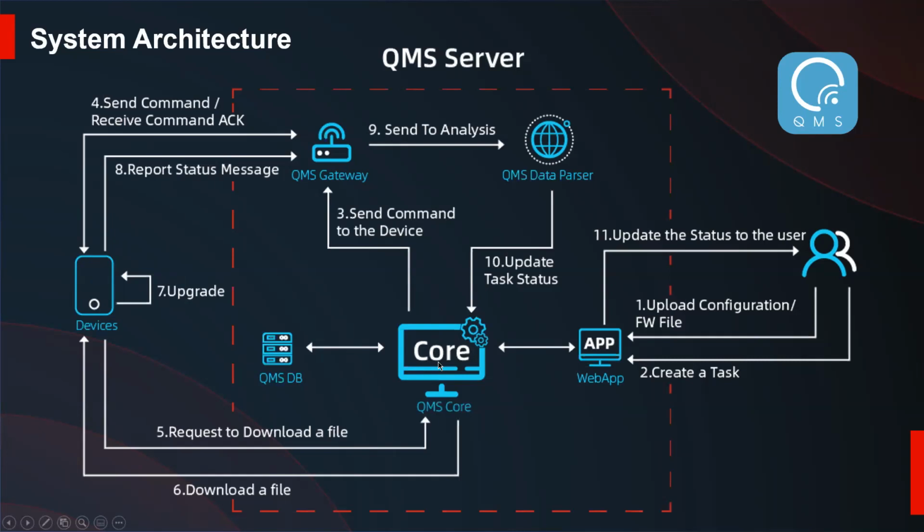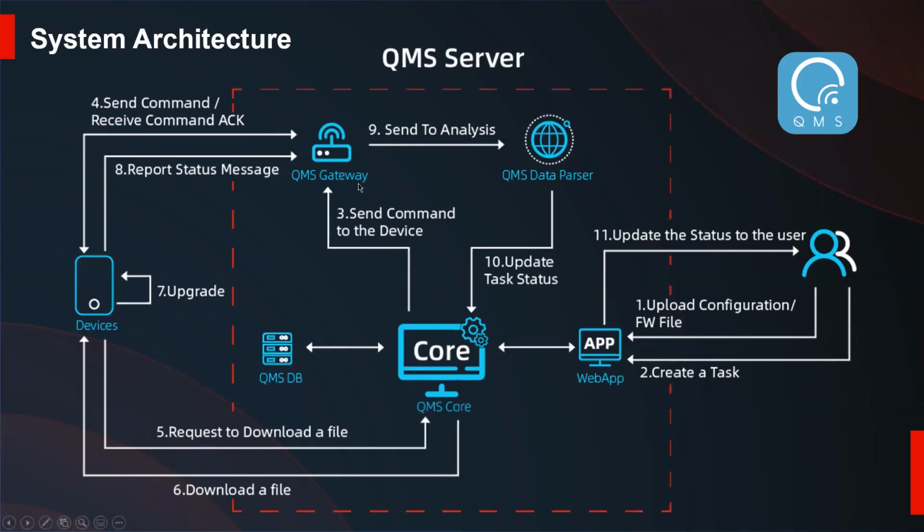Then the device will receive the command, send the acknowledgement, and start requesting the file from our QMS core. That means it will try to download the file from our HTTP server or S3 bucket. Once the file is downloaded and the device can confirm that the file is correct and the integrity is perfect, it starts the upgrade process. After the upgrade process finishes, the device will send back its report to let the QMS gateway and the core know the status and the result of the task.